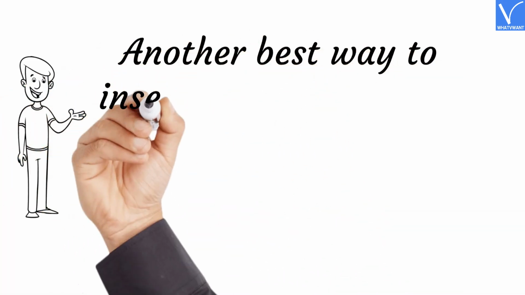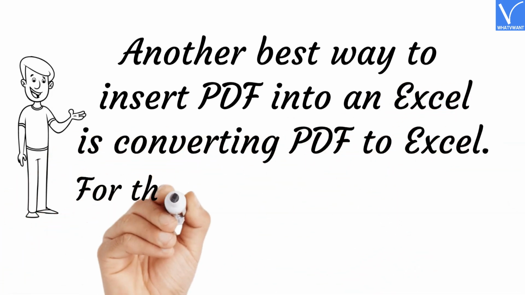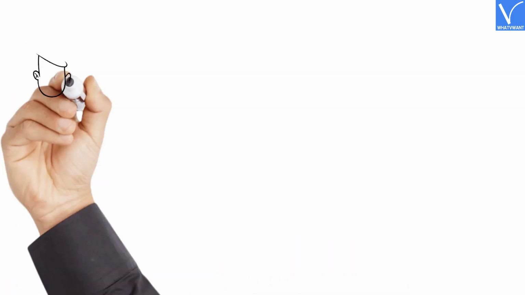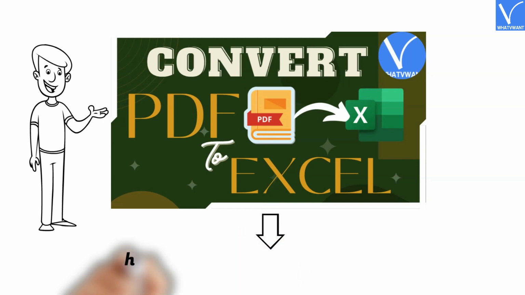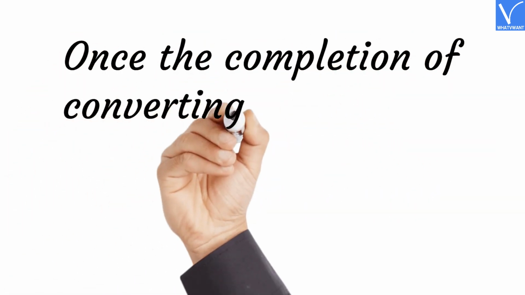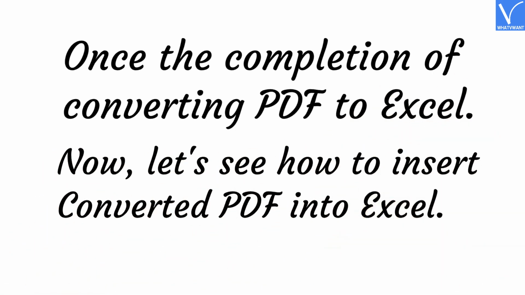Number 4. Excel. Another best way to insert PDF into an Excel is converting PDF into Excel. For that, first you need to convert PDF to Excel. Go through the video tutorial on how to convert PDF to Excel. Link is provided in the description. Once the completion of converting PDF to Excel, now, let's see how to insert converted PDF into Excel.